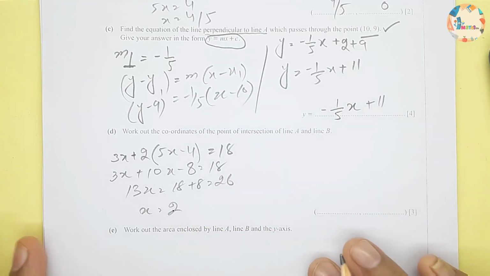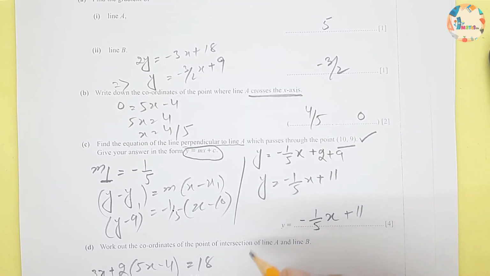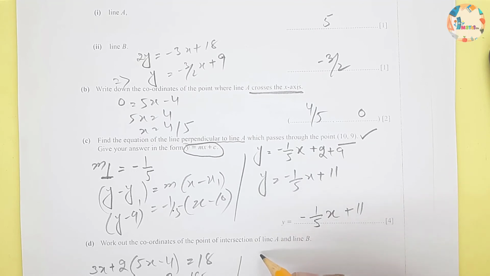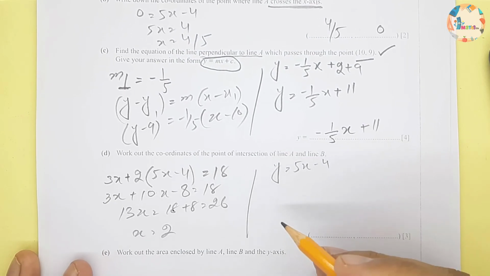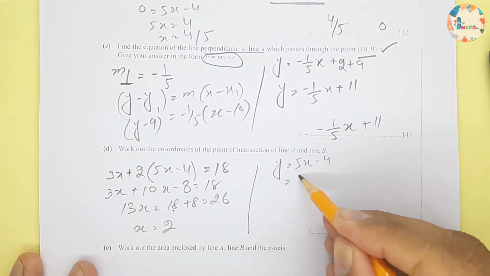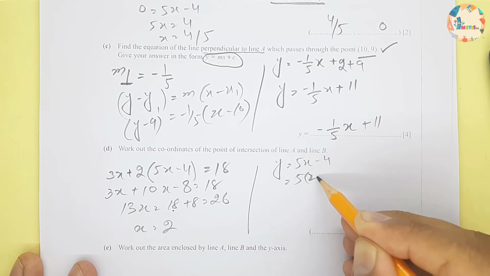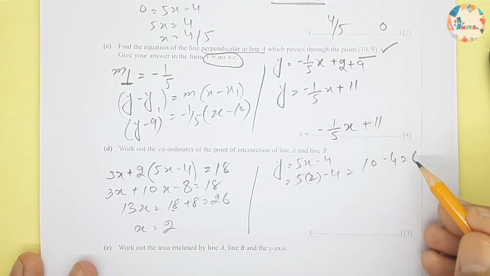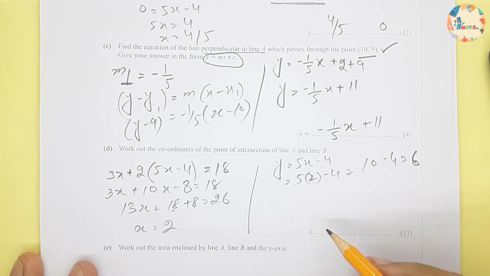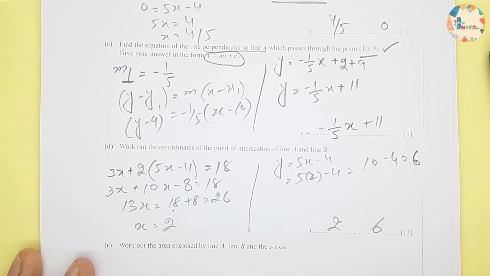So x is equal to 2, and this value we can replace in any of the equations, for example y is equal to 5x minus 4. So the x value is 2, so it will be 5 times 2 minus 4. 10 minus 4 will be equal to 6. So x value is 2, y value is 6. This will be the coordinates.